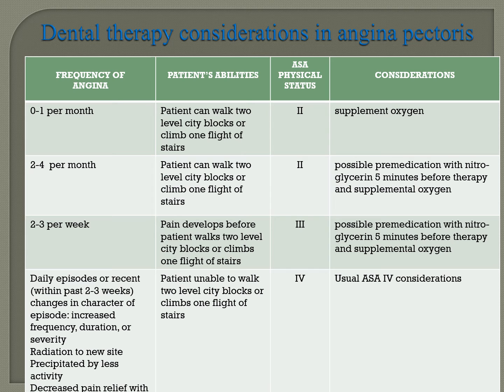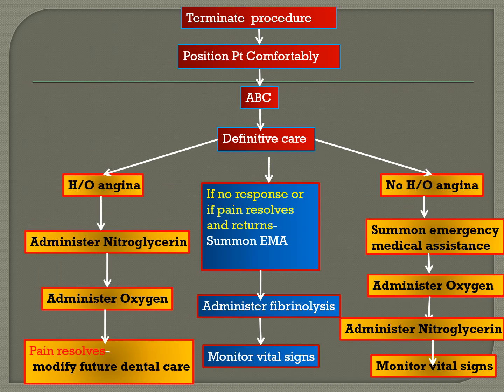If the episodes are more frequent and the patient is unable to walk 2 city blocks, it is ASA 4. It is better not to touch an ASA 4 patient. That is most important. We will refer the patient to the hospital, because only hospital care can handle this type of case.